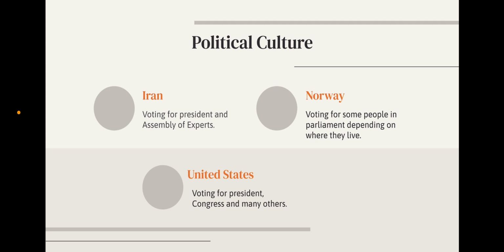And then in the United States, you get to vote for president, Congress, and then there's so many other people that you can vote for on a ballot. More importantly, though, the president and Congress are people that you want to make sure you're looking into when you go to vote for them. But that's how the political culture happens for each of these 3 countries.